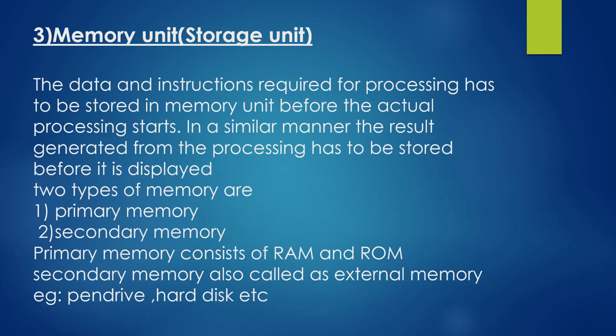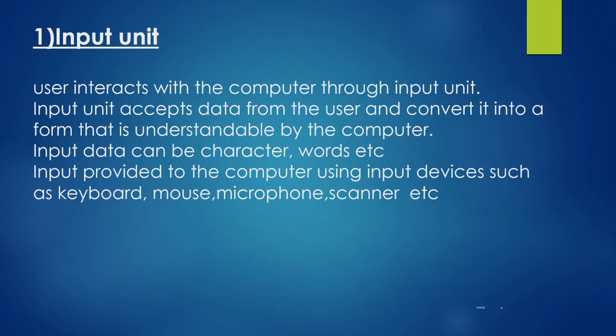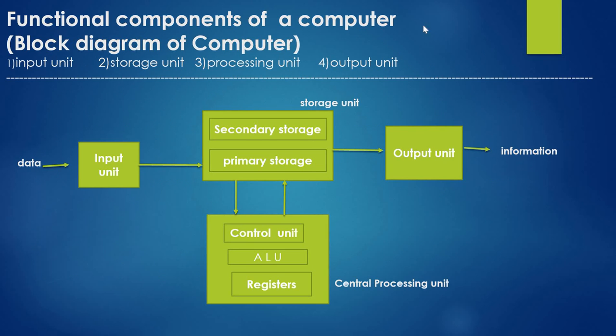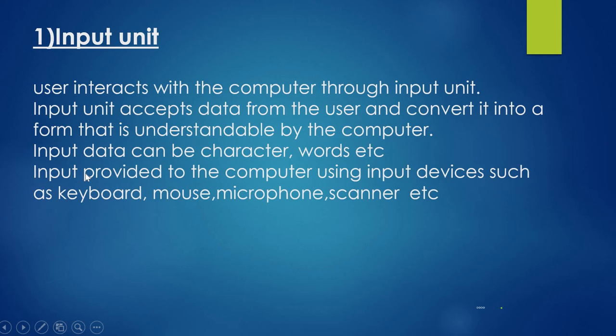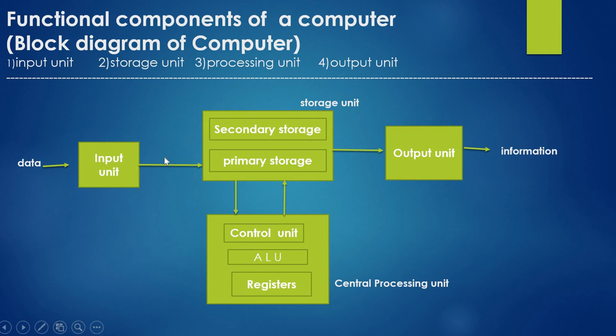The examples for this secondary memory are pen drive, hard disk, etc. See here, what is the function of this storage unit? See from here, the data input unit accepts the data and converts it into binary form, and that data is stored in this storage unit. Okay.